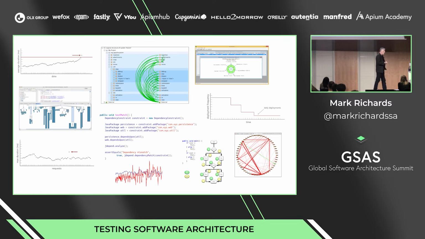Now, there's a lot of tools, some of them that you will be seeing today and also tomorrow, that can be used to actually measure the metrics of these operational characteristics.